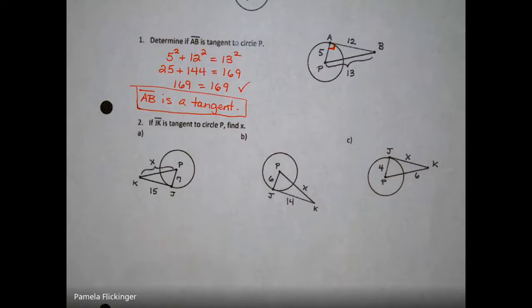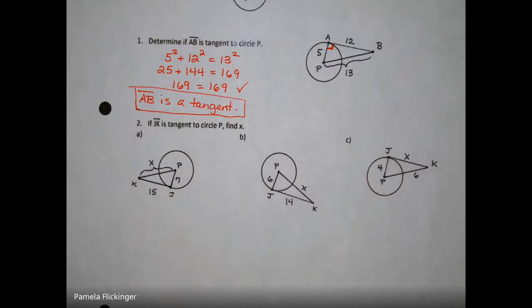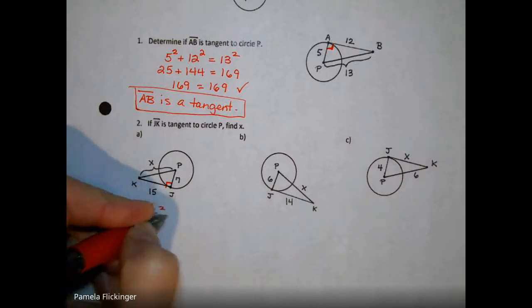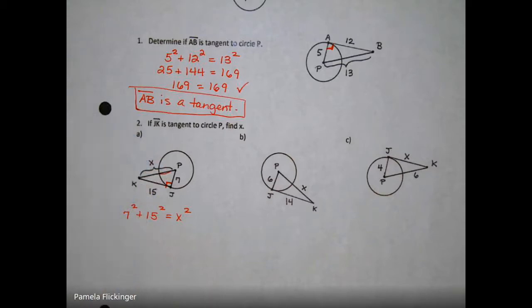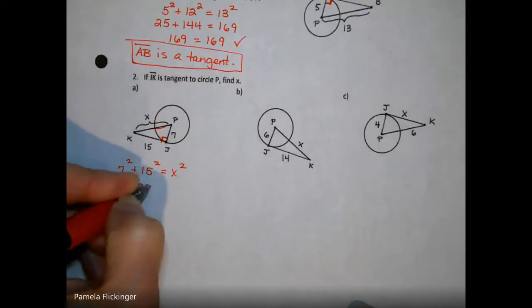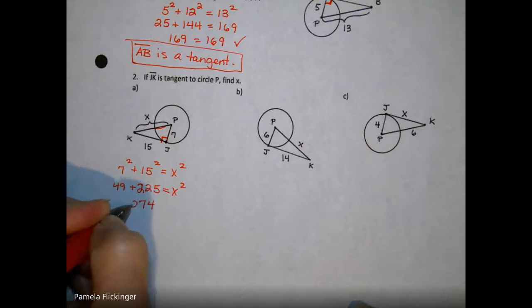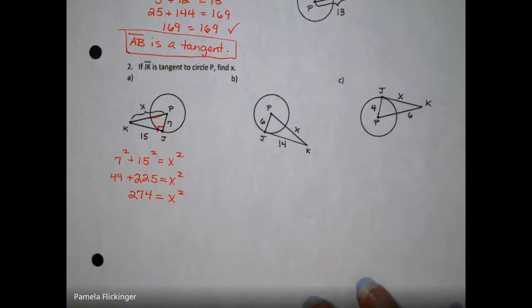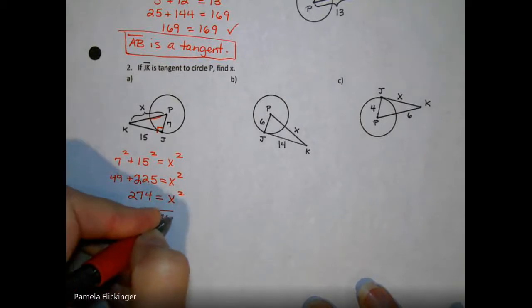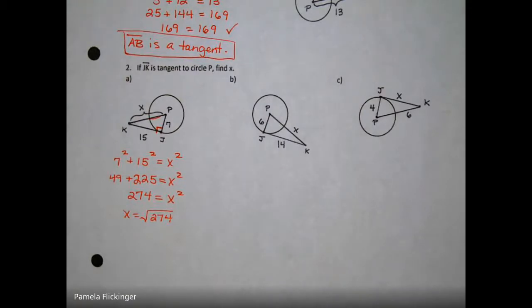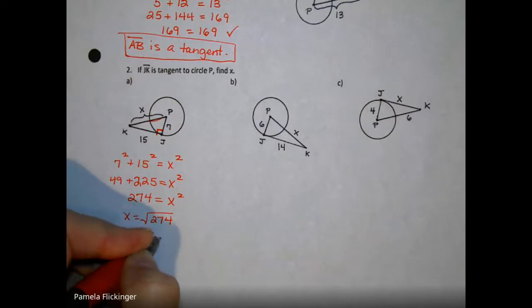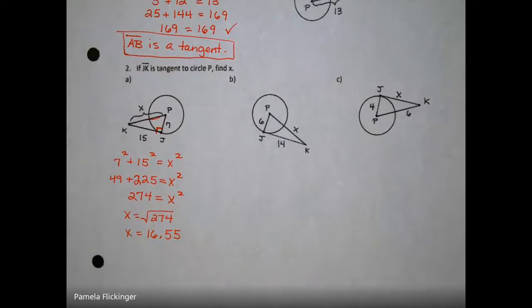Example 2 says if segment JK in each picture is a tangent to circle P, then find the missing part. So again, if JK is a tangent and EJ is a radius, I know that makes a right angle. So this time we would do 7 squared plus 15 squared equals x squared, because the missing part is the hypotenuse. So we've got 49 plus 225 equals x squared. So x squared equals 274. So x is the square root of 274, and we could try to see if that breaks down any, but I will go to my calculator and actually take the square root of that. So we get 16.55. There are no units, so we would just leave it like that.